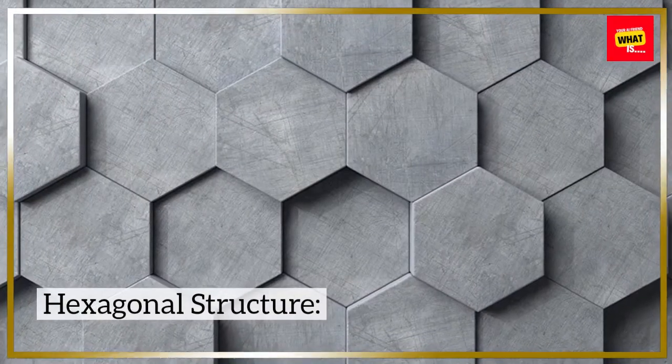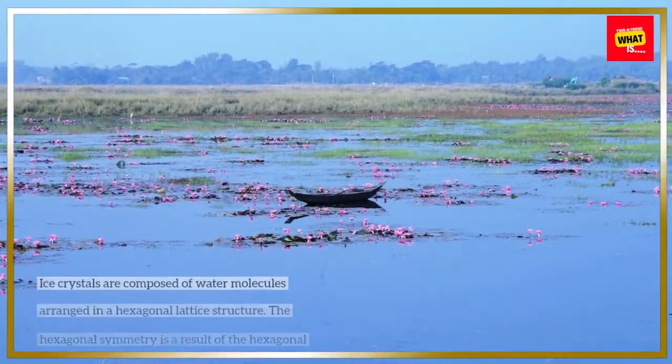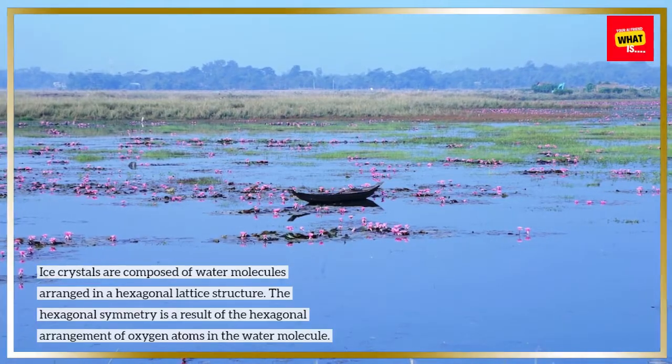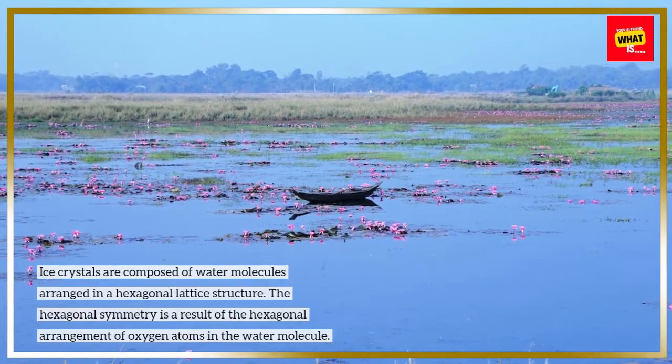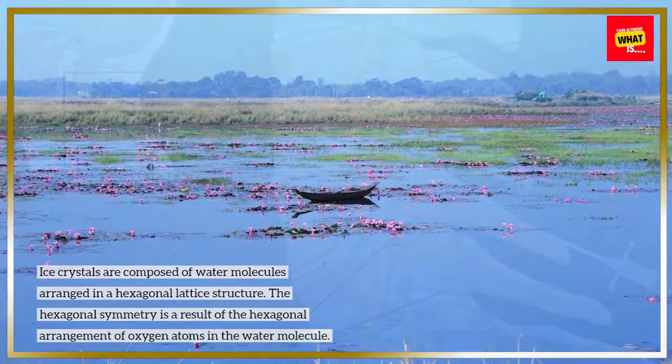2. Growth of ice crystals. Hexagonal structure. Ice crystals are composed of water molecules arranged in a hexagonal lattice structure. The hexagonal symmetry is a result of the hexagonal arrangement of oxygen atoms in the water molecule.